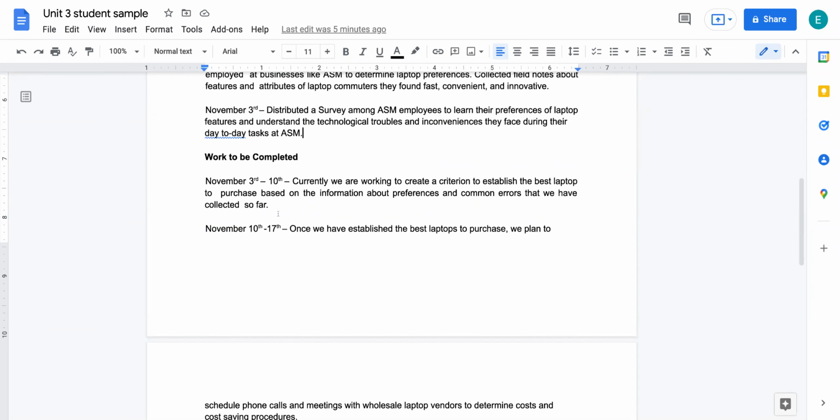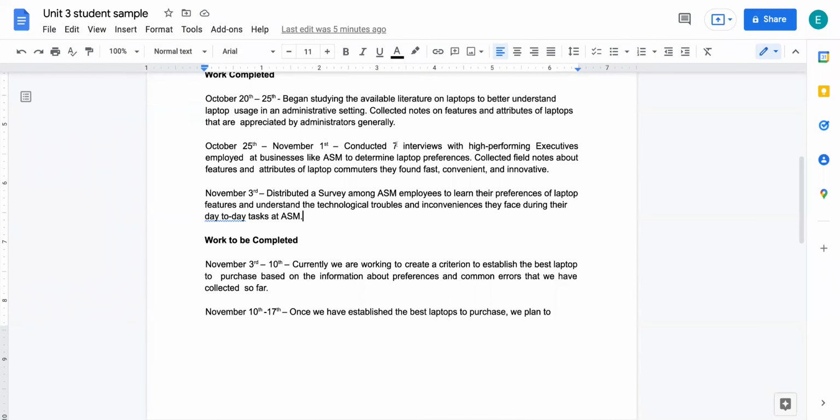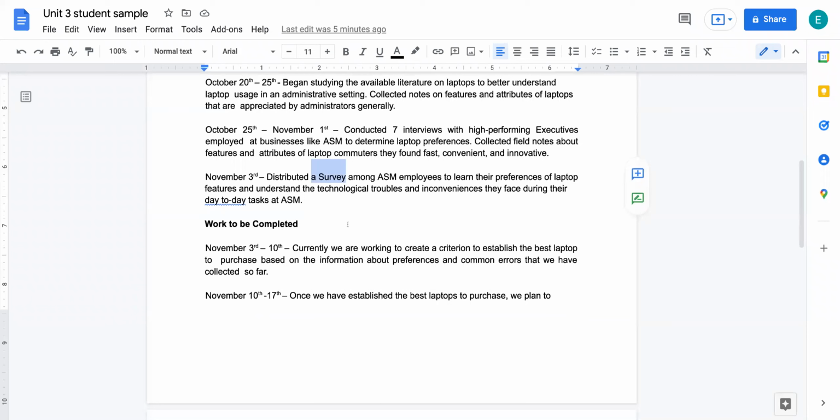Work to be completed. So we're looking for the next logical thing that would be done. Imagining that you have information from the people you've interviewed and your survey, and you are working towards the goal of knowing what to recommend as far as the device is concerned, then the next logical thing would be to create a criterion or a checklist of what you've found out. So for example, if you are surveying a group of, let's see, software engineer, no, I will say a group of graphic designers.